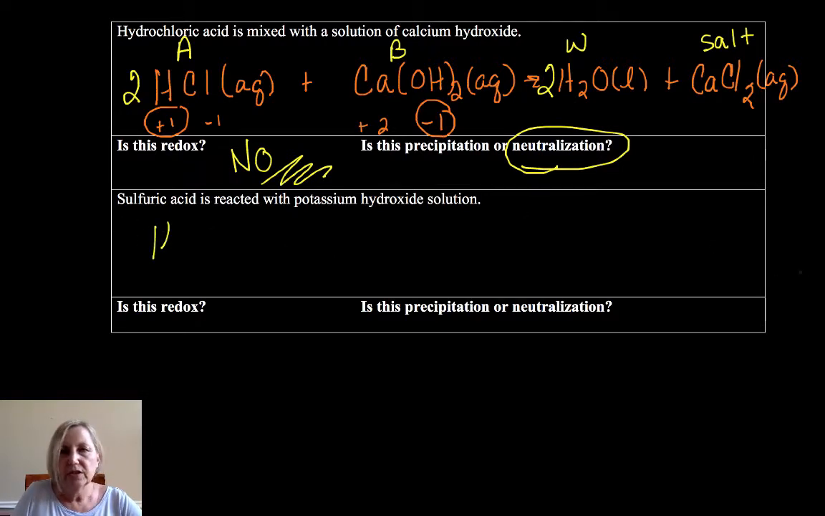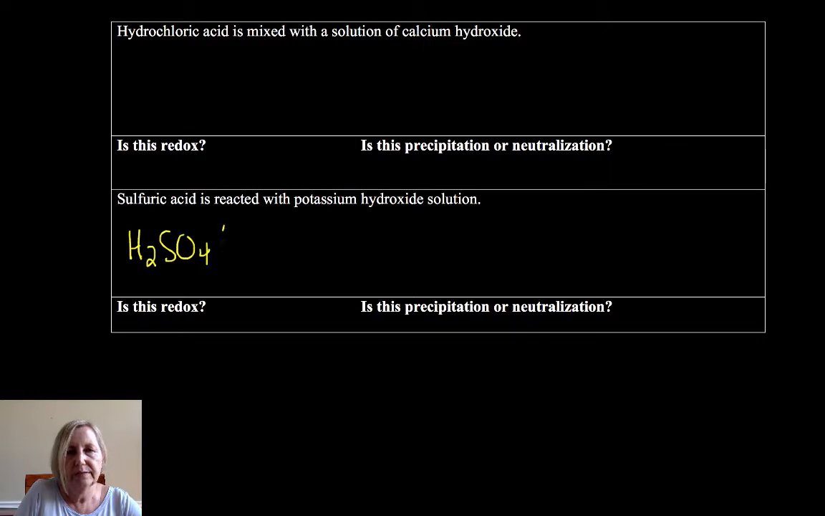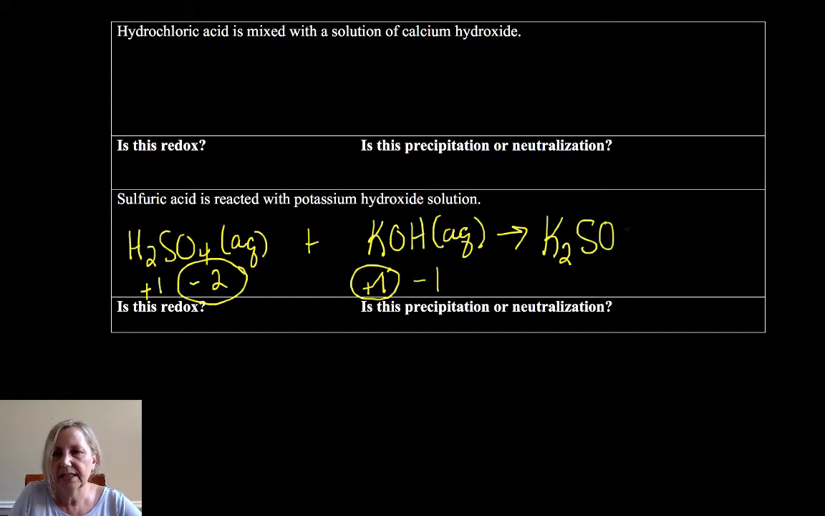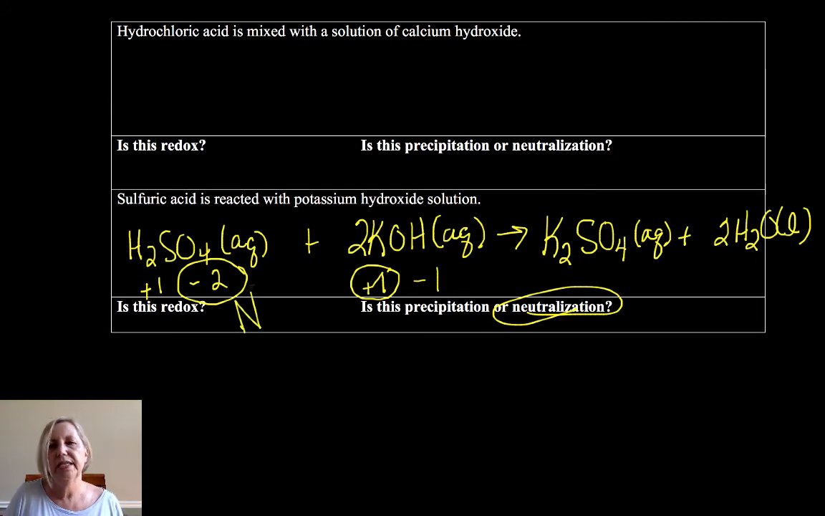Okay, sulfuric acid, H2SO4, plus KOH. All right, +1, -2, +1, -1. So that means the -2 sulfate is going with the +1 potassium. So I'm going to get a salt, potassium sulfate. All group 1 salts are soluble without exceptions, plus water. Okay, acid plus a base is a neutralization. It makes salt and water. And no, it is not a redox.